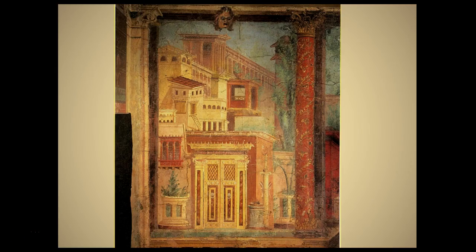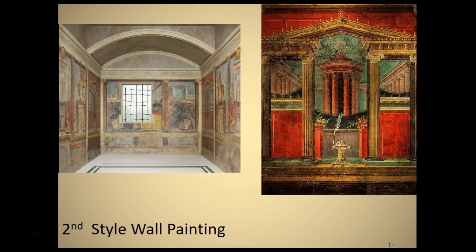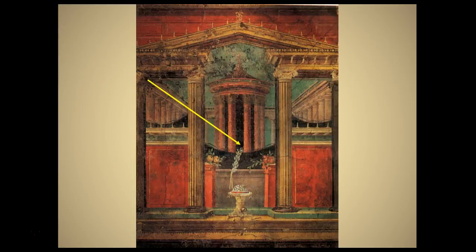Here's another example. So this Roman second style of wall painting was really this idea of experimenting with the illusion of space and perspective. And so you get this idea of depth and this idea of perspective. You can kind of see how they're playing around with that. This idea of perspective will become very important when we look at the Renaissance. The second style wall painting is again considered very illusionistic.